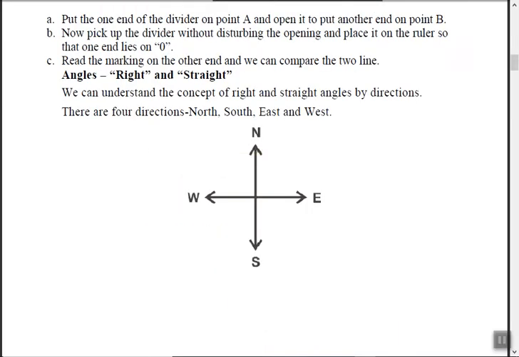Now what is a right angle and what is a straight angle? See here. North, east, west, south. These are at right angles to each other. East is at a right angle to north. The angle is 90 degrees. So this is called a right angle. And what is straight? East and west are opposite to each other, so they are at a straight angle. Straight angle means the measure is 180 degrees.